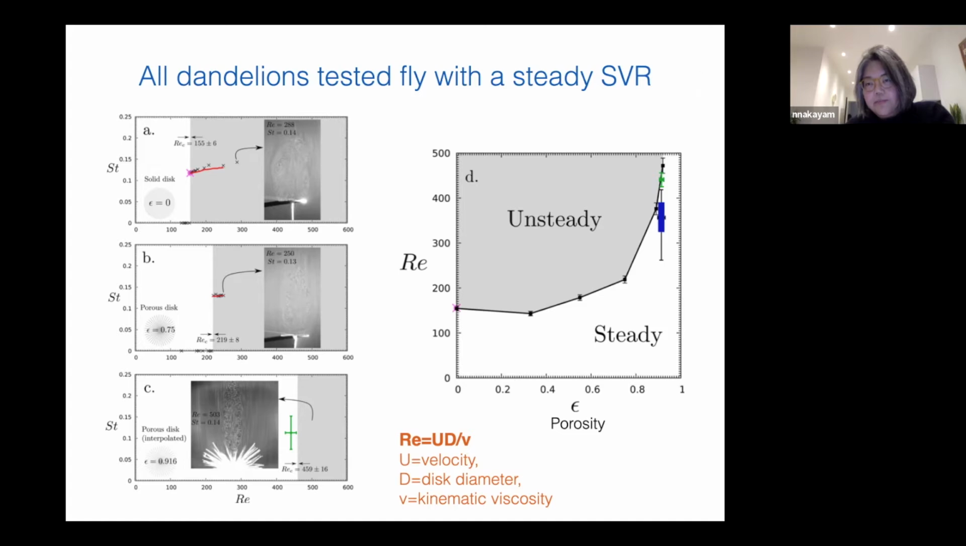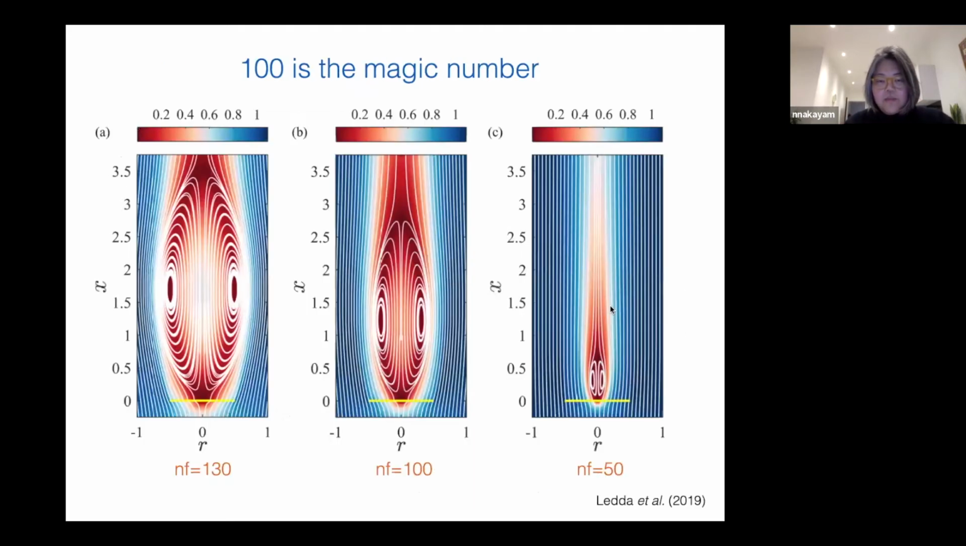And so the dandelion samples, the natural samples, are represented here in blue, and they all fall into this steady range. I do want to emphasize this because I'm going to come back to this diagram. As you notice, those blue dots are quite close to the border to the unsteady range.